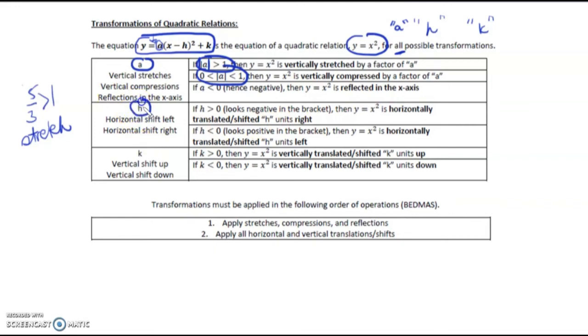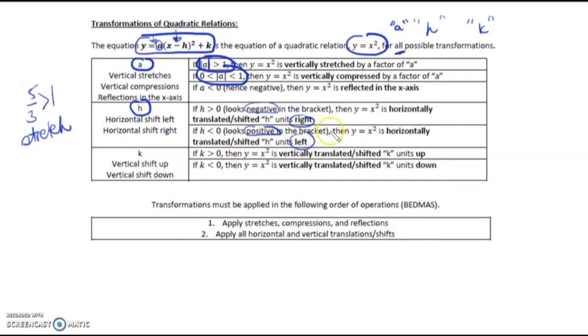Okay, so h value, these are shifts left and right. And remember, in the vertex form of the equation, there's a built-in negative sign here, x minus h. So whatever h looks like, it's actually going to be the opposite, since there's that built-in negative sign. So if h is greater than 0, so that it looks negative, then it's going to the right. And if it looks positive, it's actually negative, right?